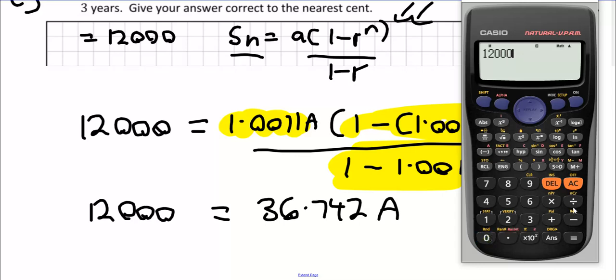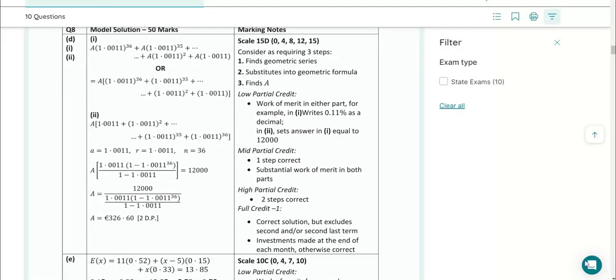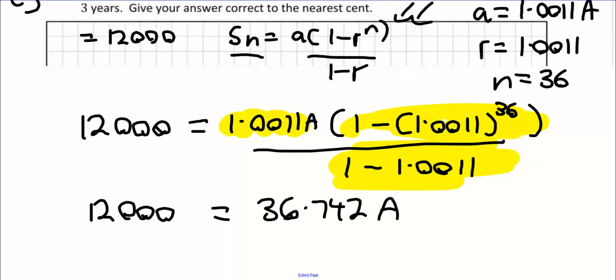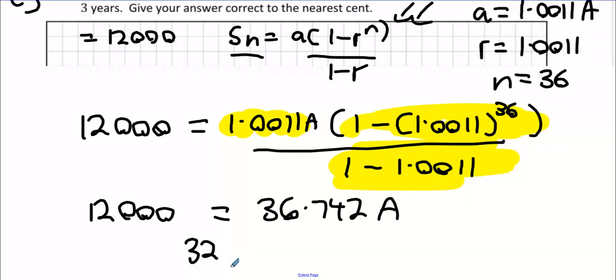1 second, buddy. 12,000 divided by 36.742, and we get an answer of €326.60. And if we go down here, €326.60. So we've got that answer correct. The final answer, as you said on the calculator, was €326.60 when you divide it in. Okay, those two parts together were worth 15 marks.